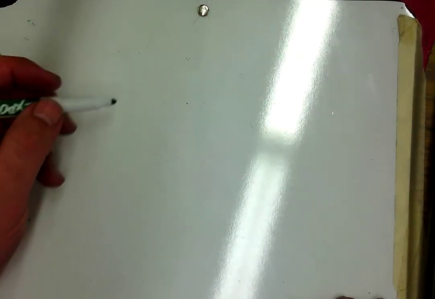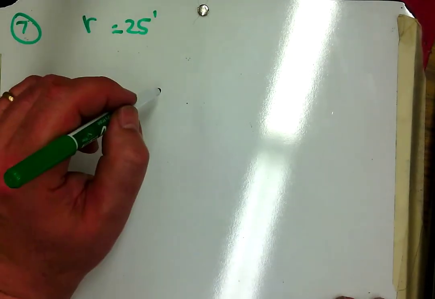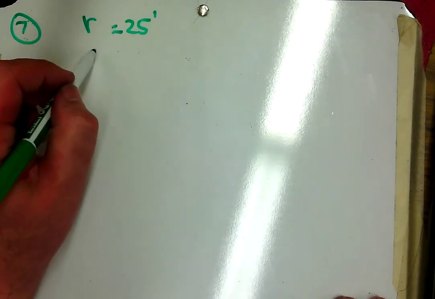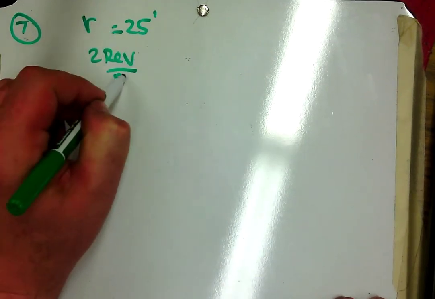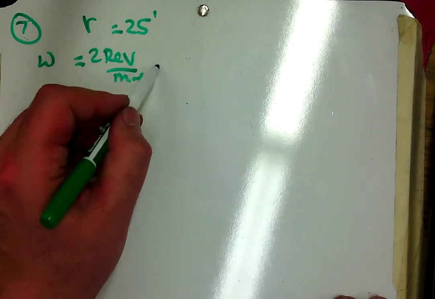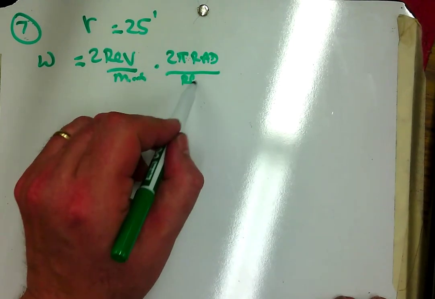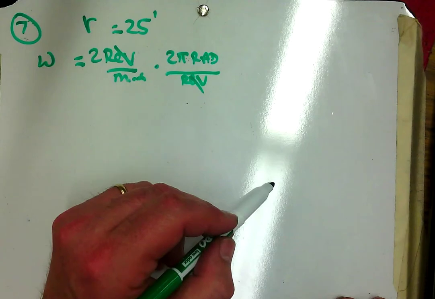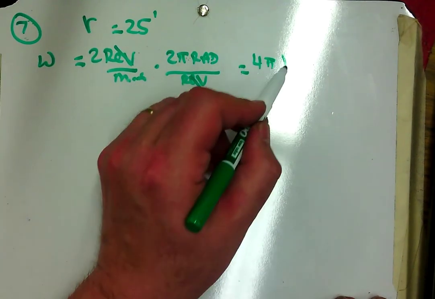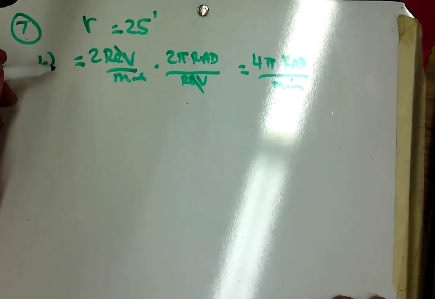A rotating Ferris wheel with a radius of 25 feet is revolving at 2 revolutions per minute. That's angular velocity, but it's not in radians per minute, is it? So let's multiply by 2 pi radians per revolution. So revolutions will cancel, and we'll get 4 pi radians per minute. So there's our angular velocity. How fast is the seat moving in feet per minute?